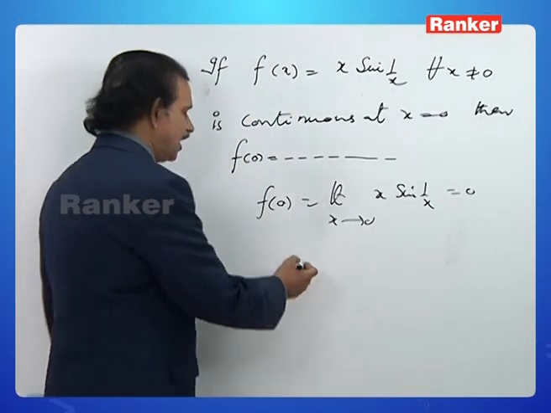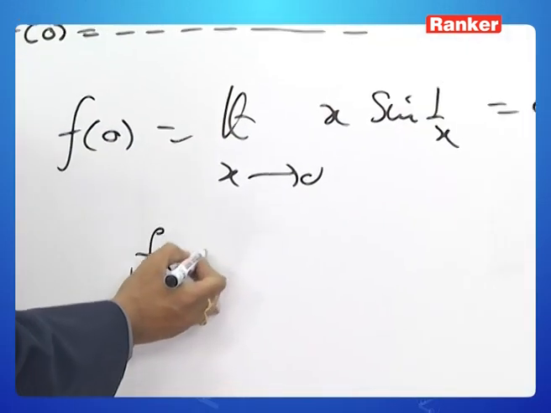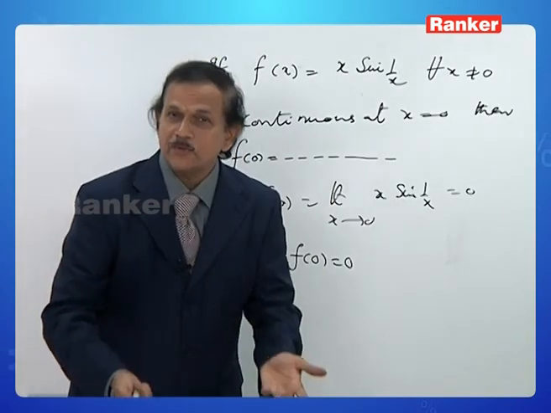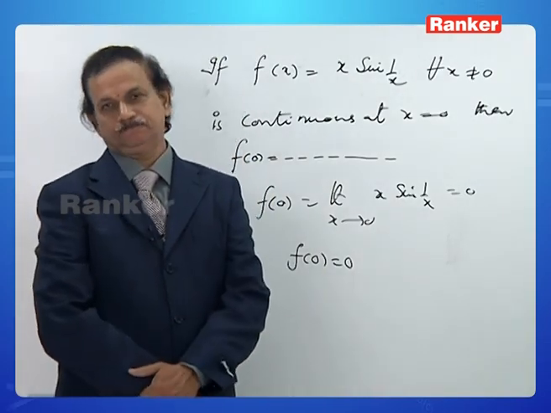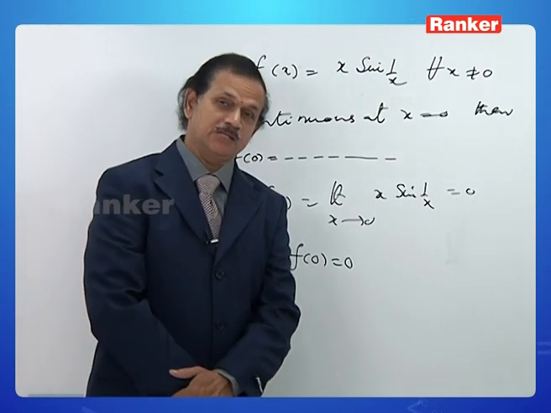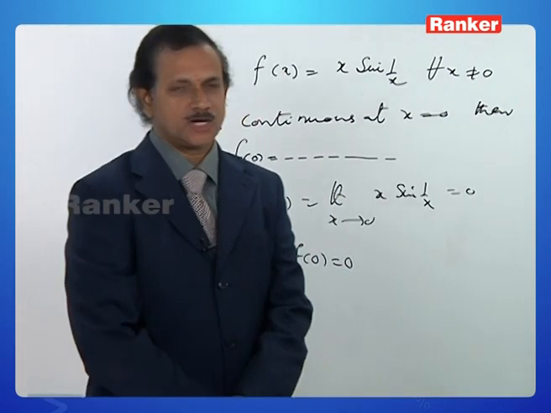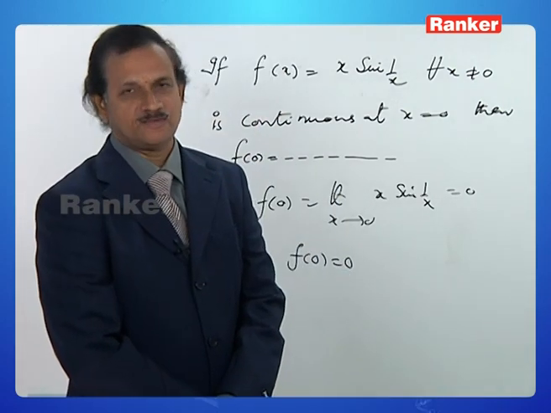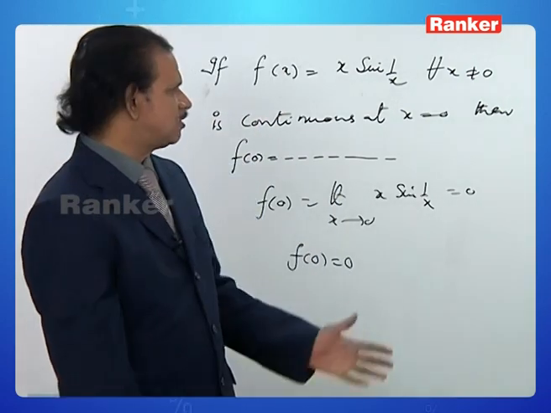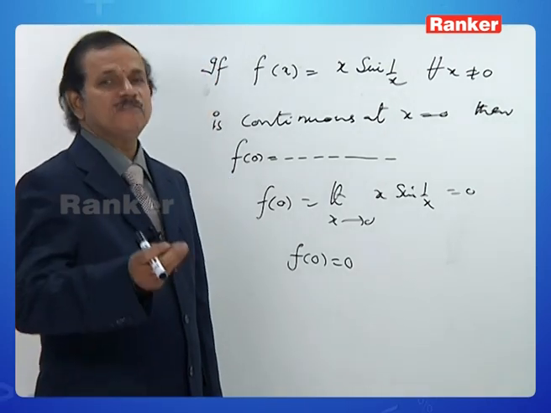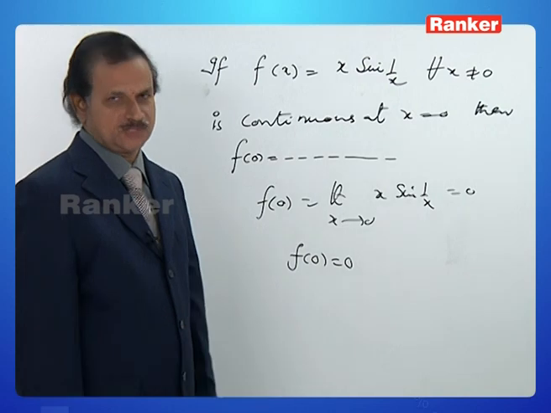So what must be the answer? F of 0 is equal to 0. We could have defined f of 0, of course, by making use of the condition which he has given in the data. What is the condition? F is continuous at x equal to 0. There are so many such examples. Let us see some few famous, rather standard examples.